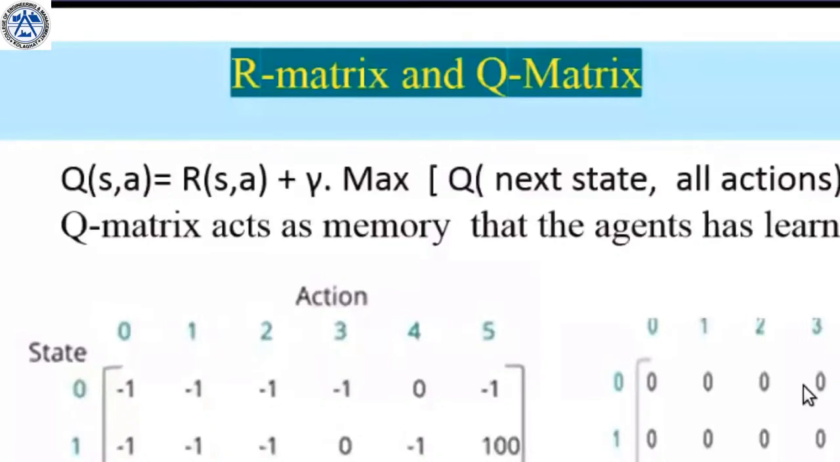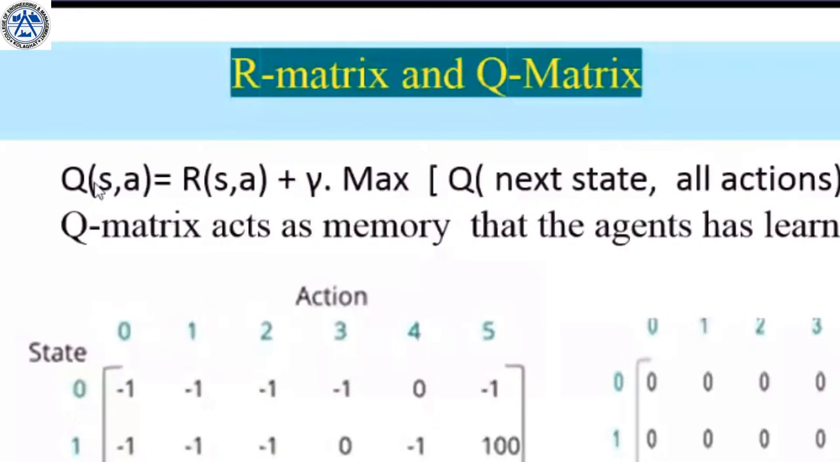The Q matrix is initialized to zero. Now you calculate a Q value for any state-action pair. Now this is the formula, you don't need to bother about it. We just remember the Q matrix. What is the Q matrix basically? The Q matrix acts as a memory of whatever the agent has learned through experience. So updating the Q matrix means it is updating its memory. It's learning, and in future exploration, it will make use of this knowledge.